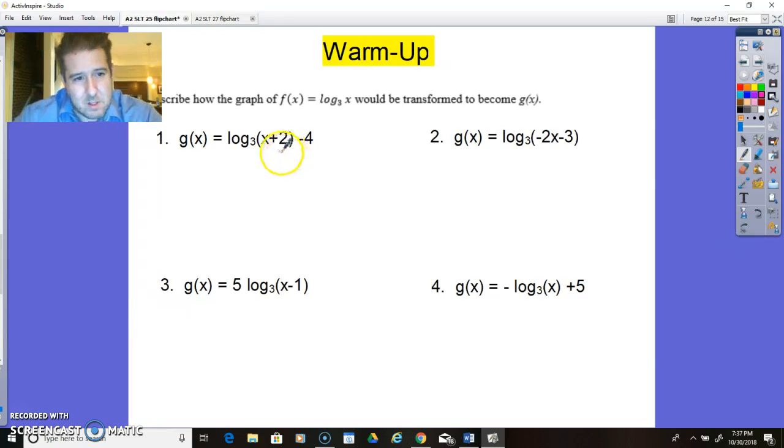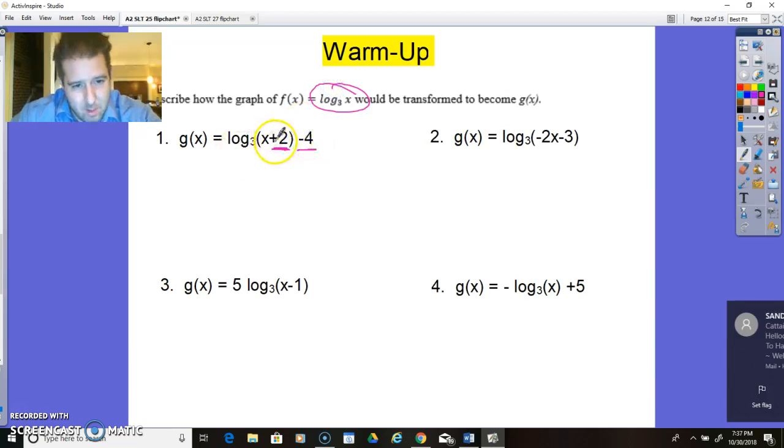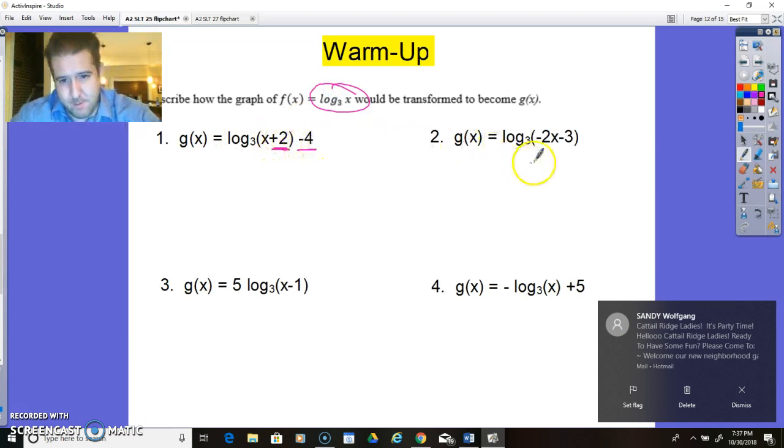So the transformation we just talked about in the last video is actually moving it 2 to the left. Whatever's on the inside always moves the opposite of what you would normally think. This translates it down 4. So it's taking this function, but it's moving left 2, down 4.